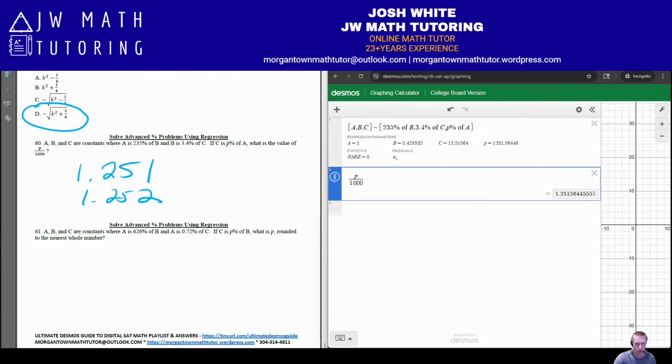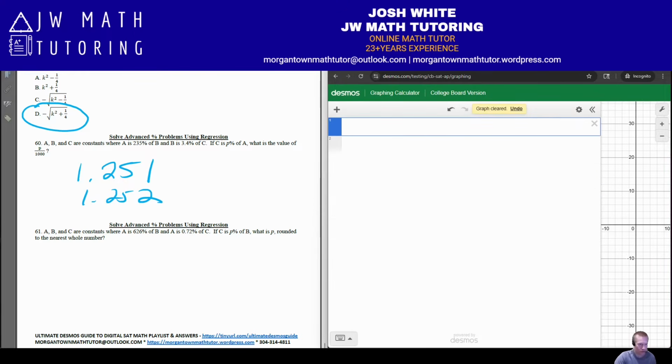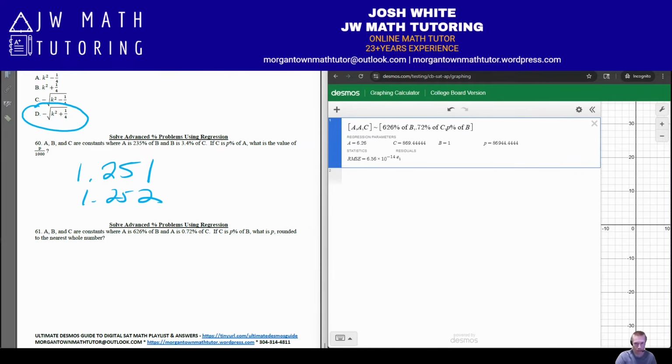All right, so now let's go ahead and look at 61. So let's clear this all out. Okay, so again, I'm going to set these two brackets up. We know that A was equal to 626% of B. Then we also know that A was equal to 0.72% of C. And then lastly, we know that C is P% of B.